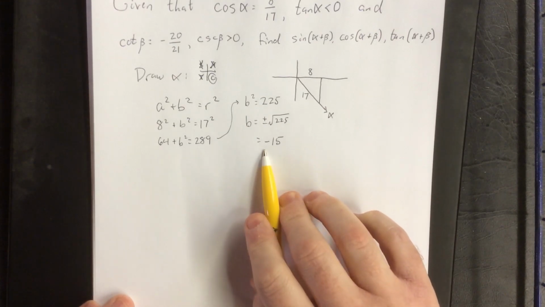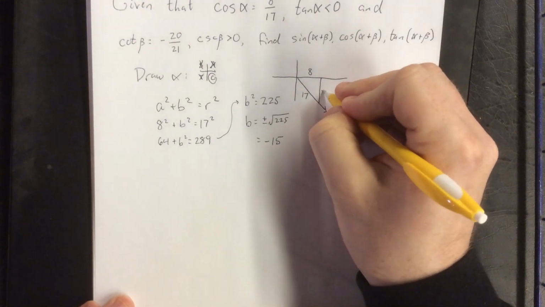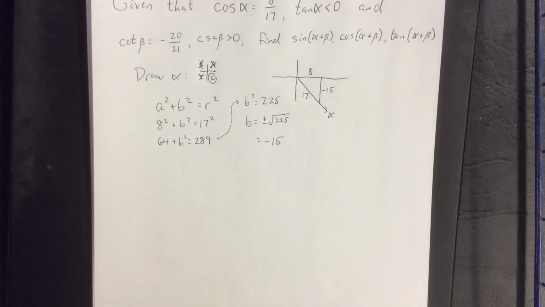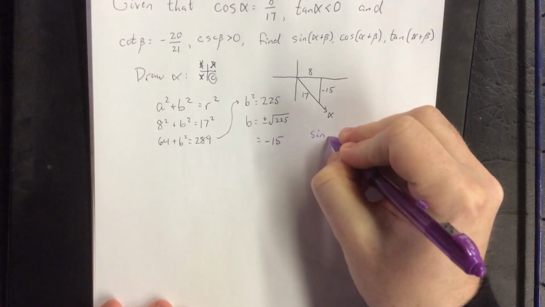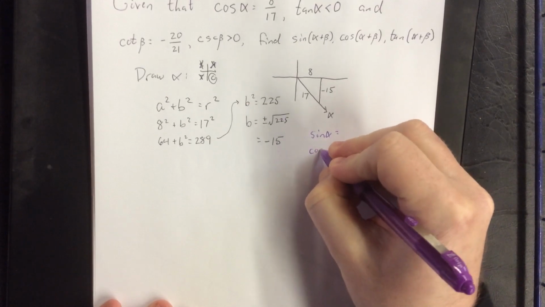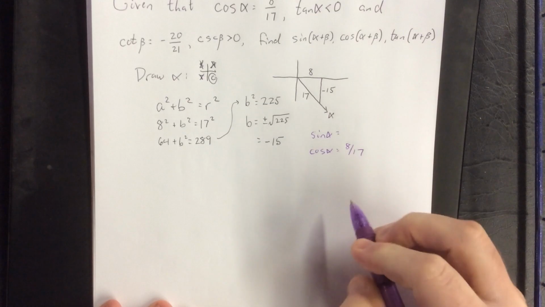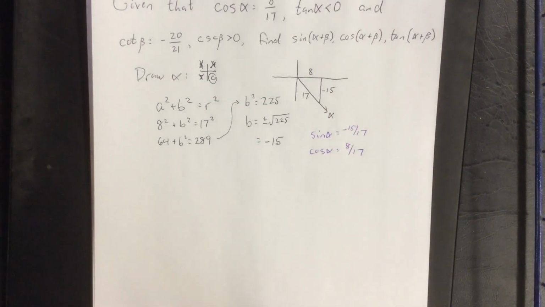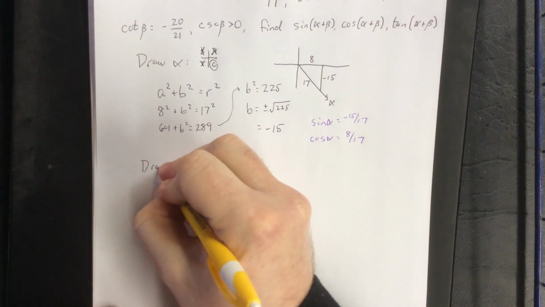Why is it negative? Well, we're in quadrant 4, so the x-coordinate should be positive and the y-coordinate should be negative. That lets us know that our opposite side is going to be negative here. That also allows us to figure out the value of the sine of alpha as well as the cosine of alpha. Cosine of alpha we technically already had, that was 8/17. The sine of alpha, though, we can now fill in that value. That's negative 15 over 17. We're now going to repeat this procedure with beta.